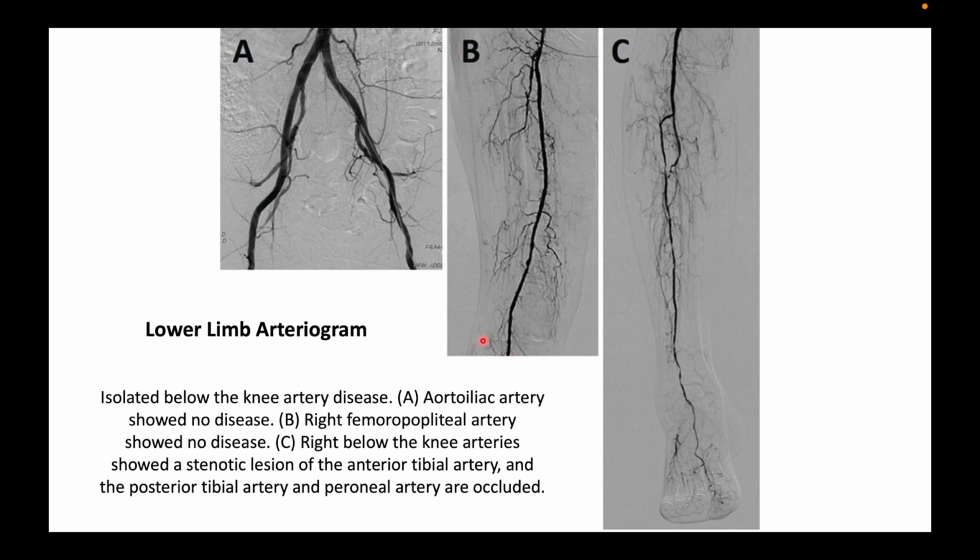Now, this is again a lower limb arteriogram. What you see here is an almost disease-free aorta, and the circulation above the femoral head, iliacs, they are all fine. Common femoral is fine, and the popliteal artery is also fine, but below knee circulation is badly affected. This is the first branch that comes off from the popliteal artery, the anterior tibial artery, which has diffuse disease and areas of stenosis in it. But the tibioperoneal trunk, where it was to divide into peroneal artery and the posterior tibial artery, is totally occluded.